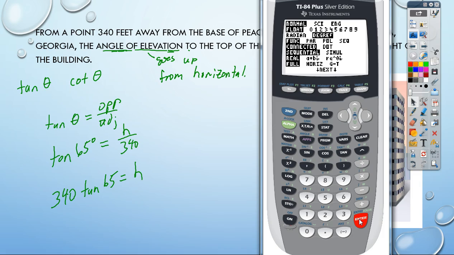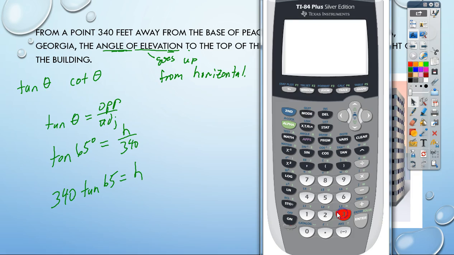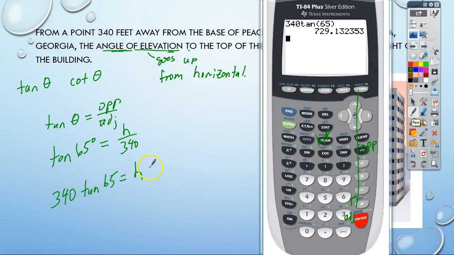Now that I'm in degrees, it's simply as punching in. So I do 340 times, you don't have to put the times, you just put tangent, and 65 degrees. Type it in, press enter, 729.132. So I go back over here, equals 729.132. And there I go. There's my answer. I'm done.